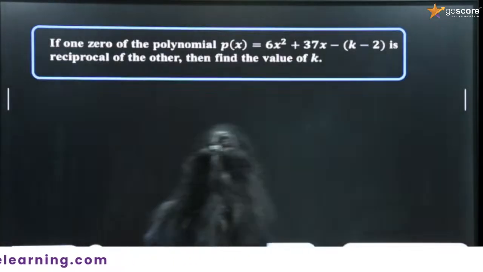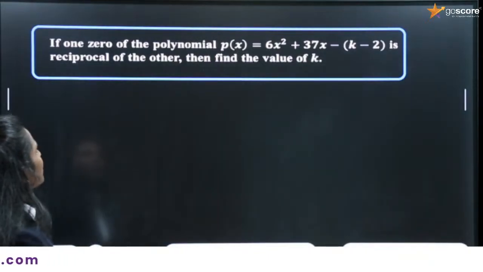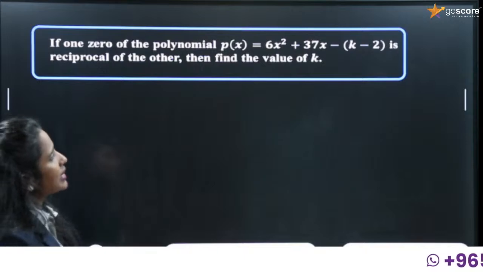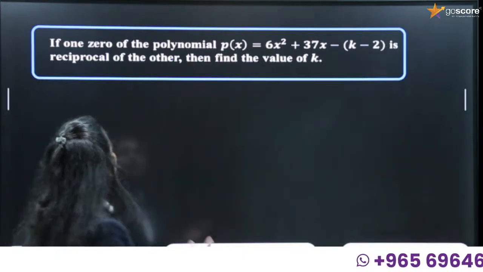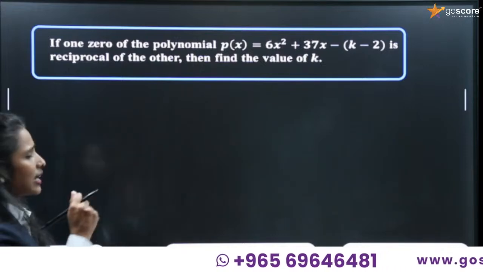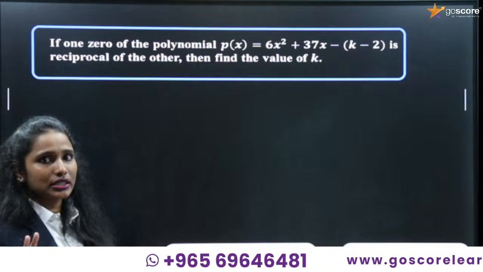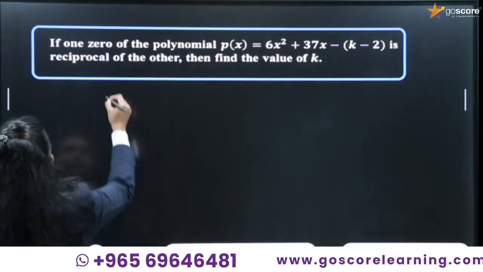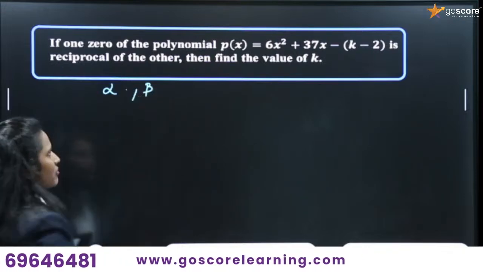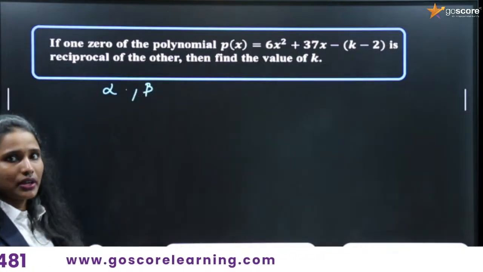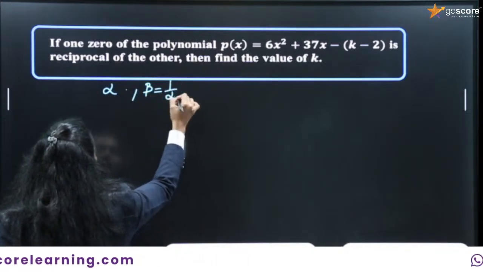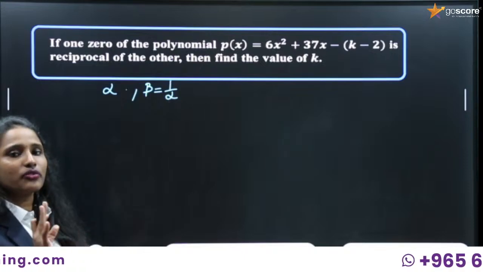Now the next question. If one zero of the polynomial p of x equal to 6x square plus 37x minus of k minus 2 is reciprocal of the other, then find the value of k. Okay, we have a relationship. We don't need to find the value of relationship. It's already given that if first zero is alpha and next zero is beta. We know that the two zeros are alpha and beta. Okay, now the beta is reciprocal of alpha. That is the relationship we have.